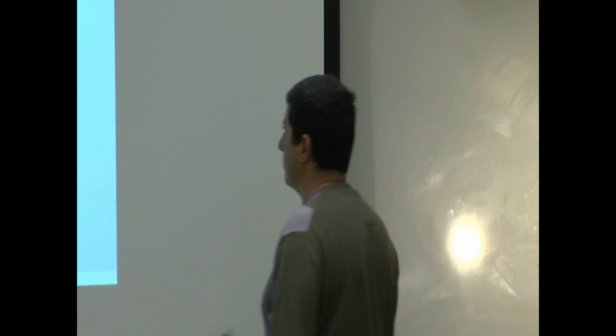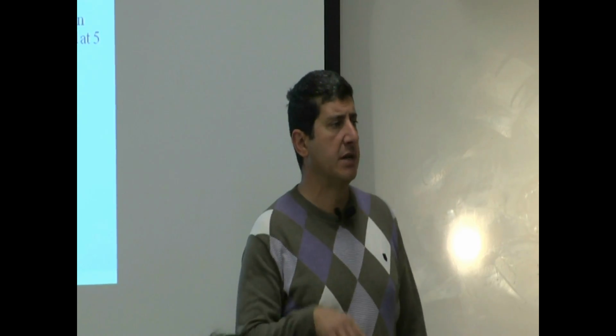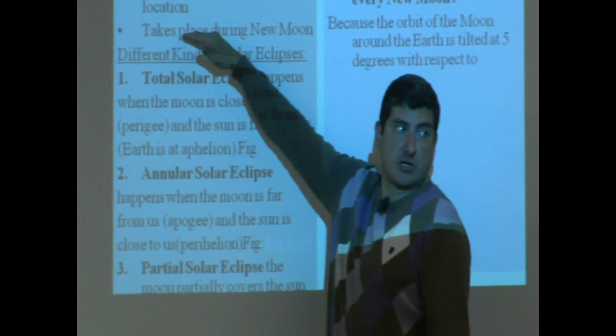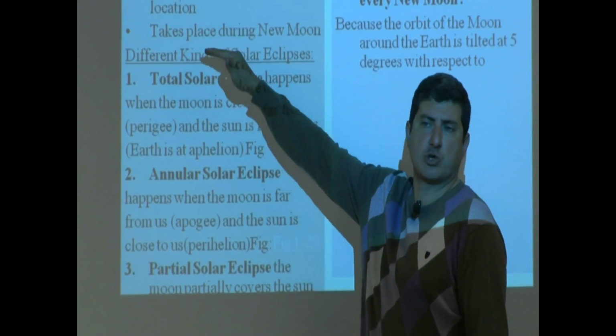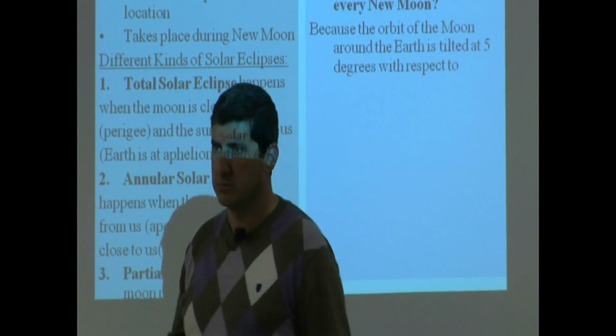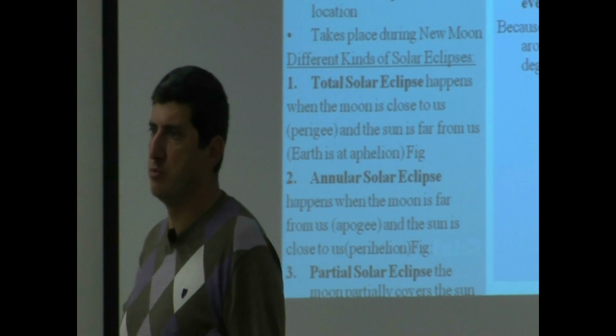Now, a partial solar eclipse is not as amazing because the moon covers only part of the sun. So that's another kind of solar eclipse. Now, we might ask the question, why don't solar eclipses happen every new moon? Because earlier we said, in order for a solar eclipse to occur, it has to be a new moon. So why doesn't a solar eclipse happen every month? Why doesn't it happen every time it's new moon?